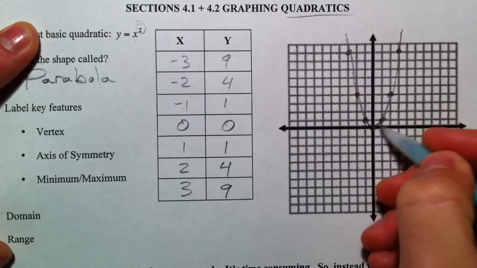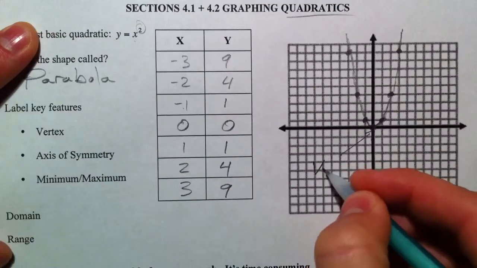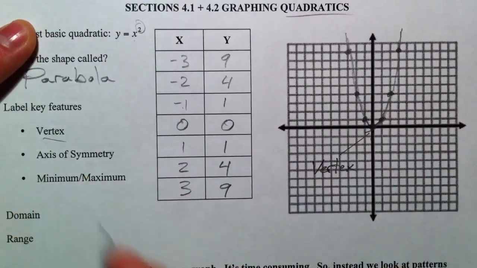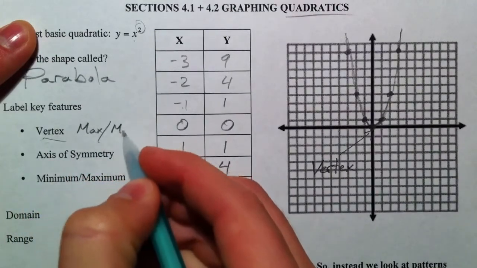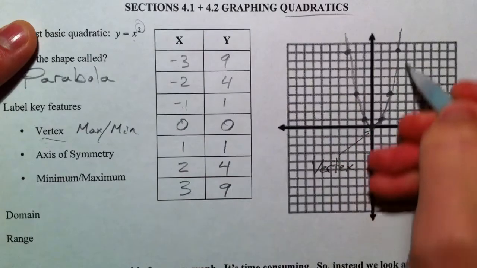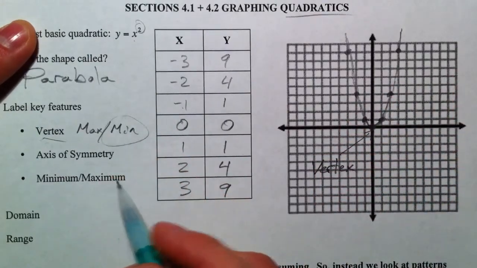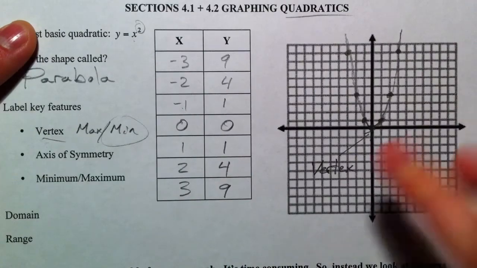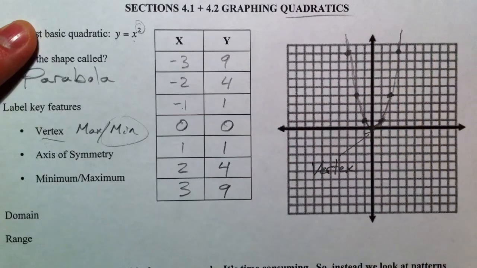Some things to notice. This right here is called the vertex. Could be a max or a min. In this case it's a minimum because that's the lowest it gets. And it's very important because if the parabola is upside down, that's the highest point something reaches. You know when it reaches it, you know how high it reaches.